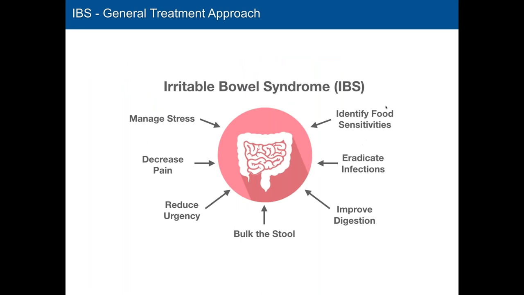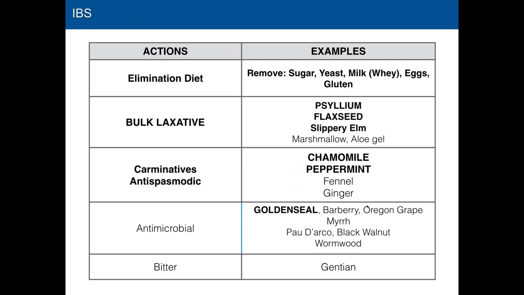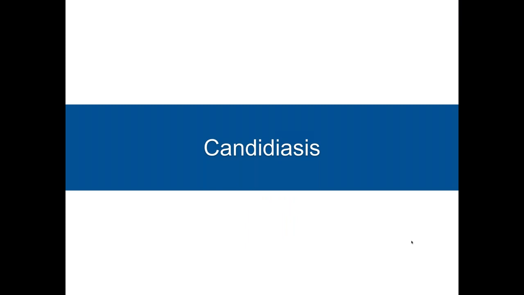So with the IBS, it's the same as what we talked about for the constipation and diarrhea. Identify food sensitivities, eradicate infections, improve digestion, bulk up the stool, reduce urgency, decrease pain, manage stress. Maybe that's the one thing that's a little bit different. So nothing's new here. This is all the same sort of things that we've discussed already, okay?